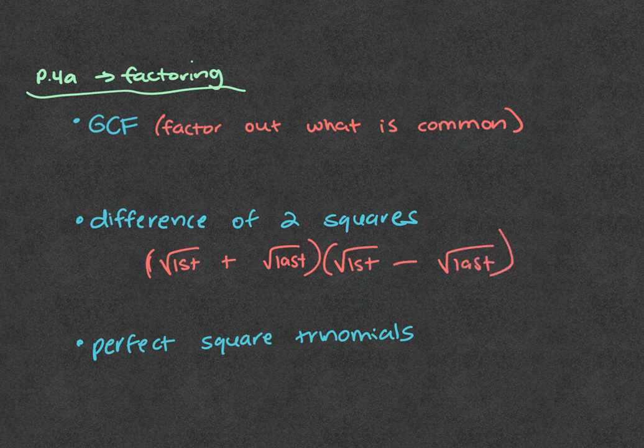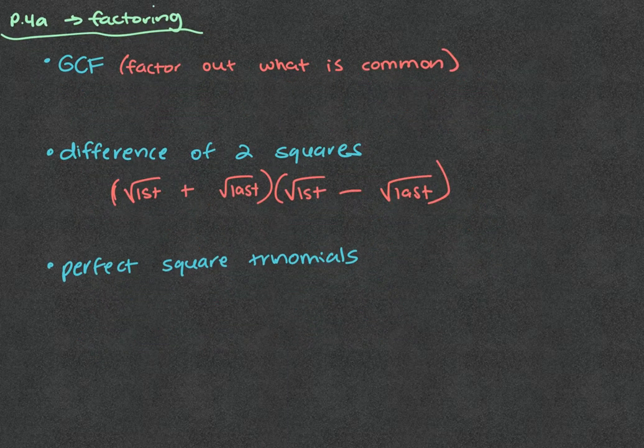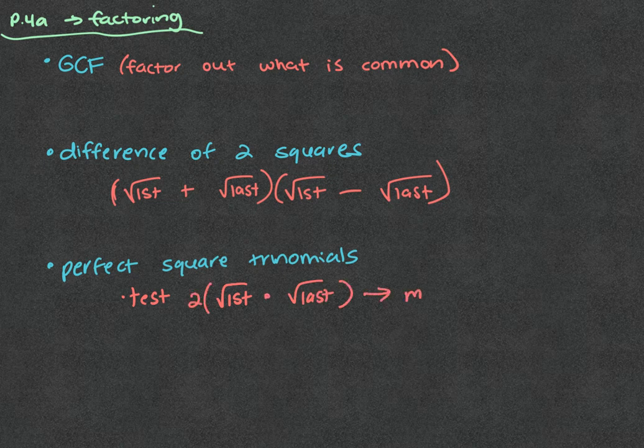So the greatest common factor, you're just going to factor out what's common with the value, like the common factor of the numeric value, and then also your variables. The difference of two squares, you're going to square root the first, square root the last, put a plus and put a minus. And then the perfect square trinomial, you're going to do the test first: square root first, square root last, and double the product. If it matches the middle term without the sign, then it's a perfect square trinomial.